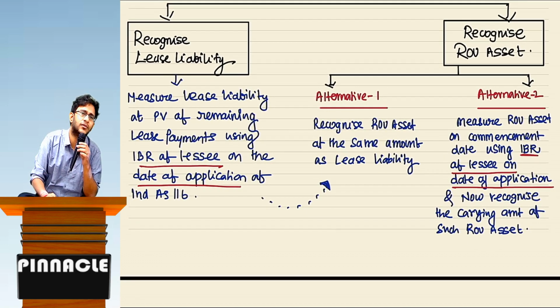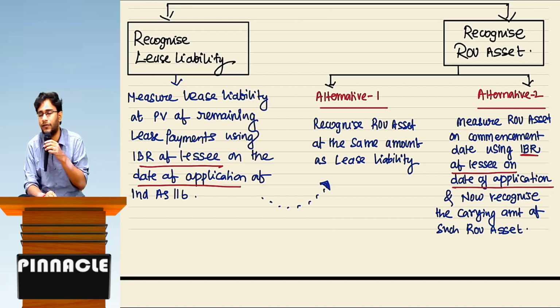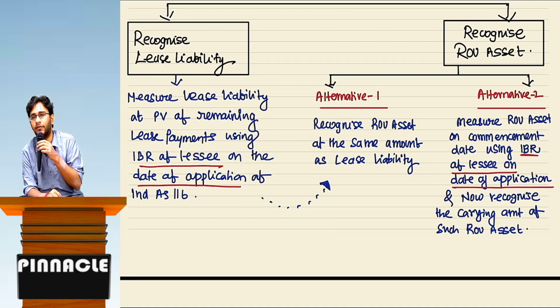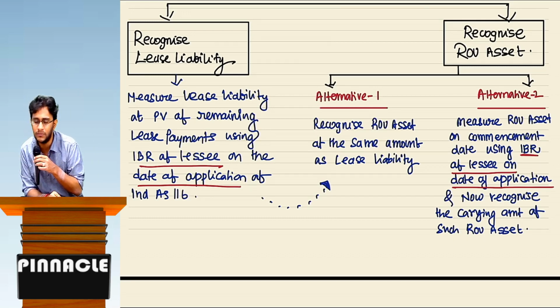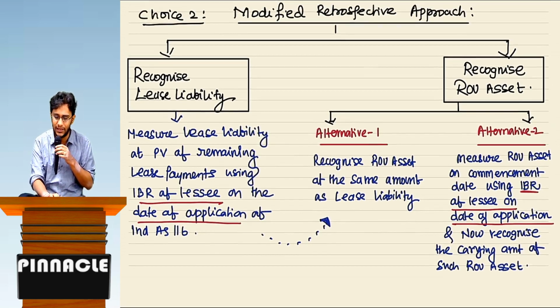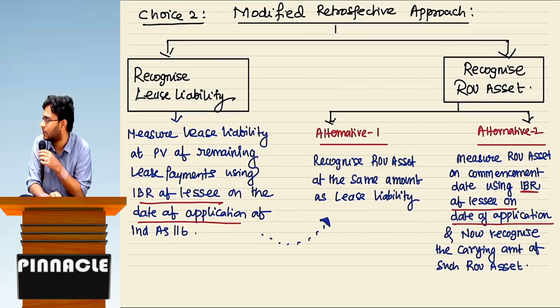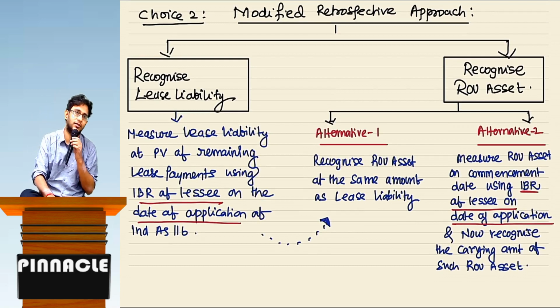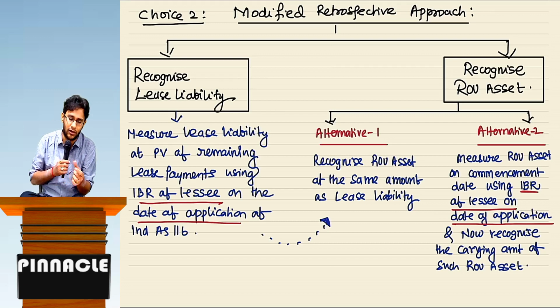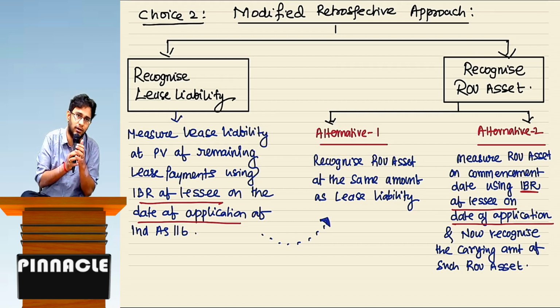Alternative 2 is not for lease liability, only for the asset. See, in the modified retrospective approach, the restatement is not there, sir. Since restatement is not there, I cannot measure this lease liability some 3 years back and do that, because in liability accounting, sir, the interest rate is the core, isn't it?